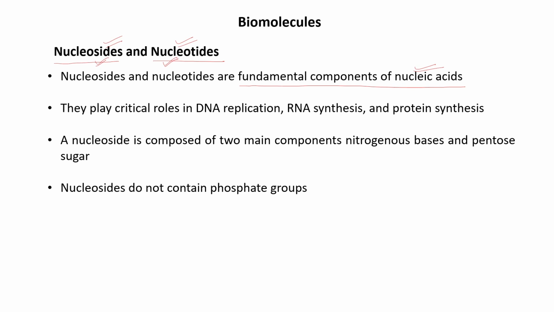They play a critical role in DNA replication, RNA synthesis, and also protein synthesis. So these two structures are very, very important. That is why they are called the fundamental components of the nucleic acids. A nucleoside is composed of only two main components: a nitrogenous base and a pentose sugar. Okay, so a nucleoside is formed with the help of two main components, nitrogenous base and pentose sugar.